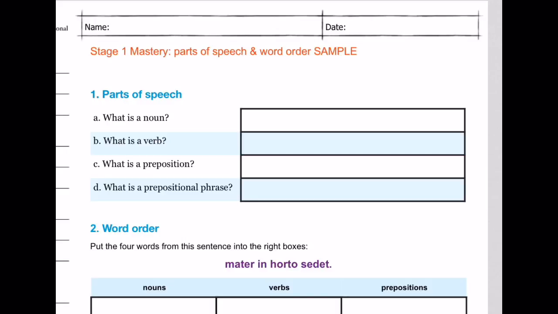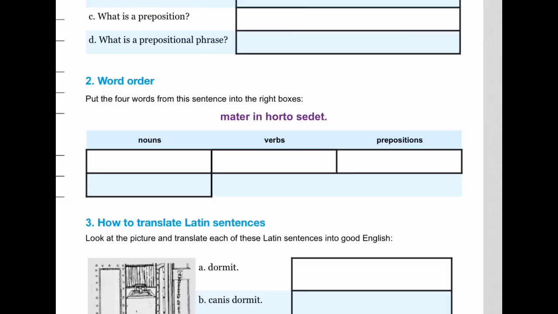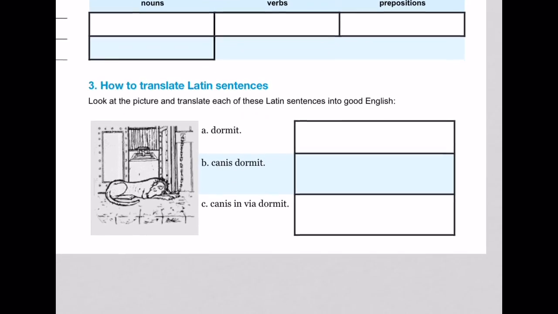Here's a sample test. There's a section on parts of speech, a section on word order in Latin, and a final section on how to translate Latin sentences. We'll go through each one in turn, and I'll show you how to answer each one.